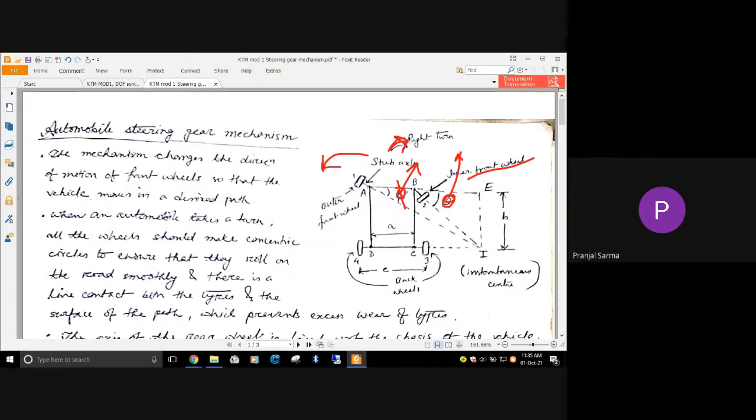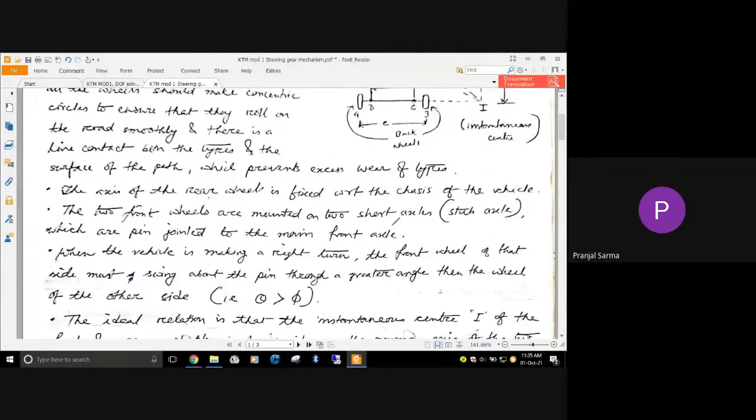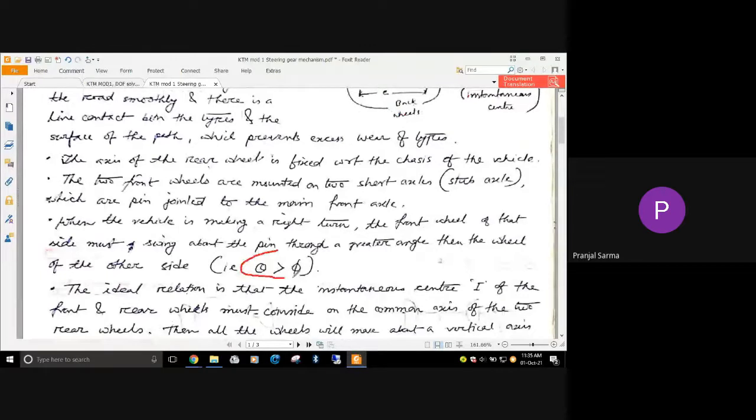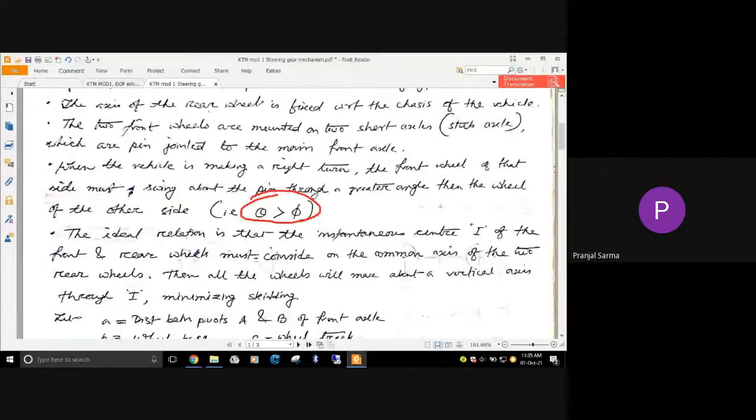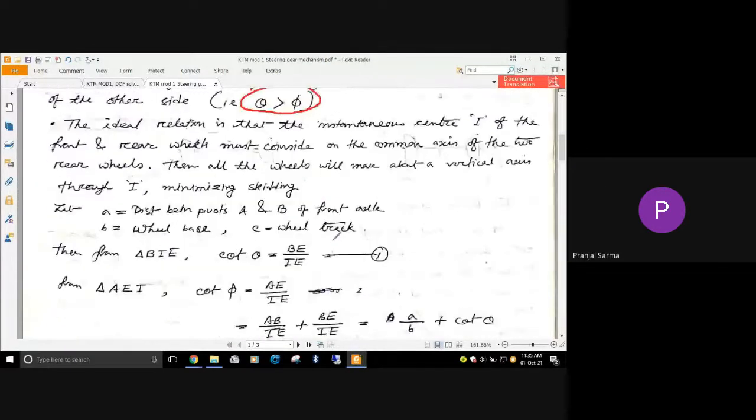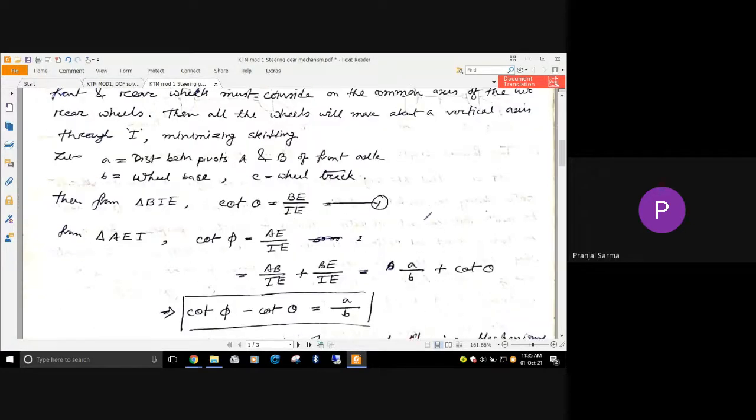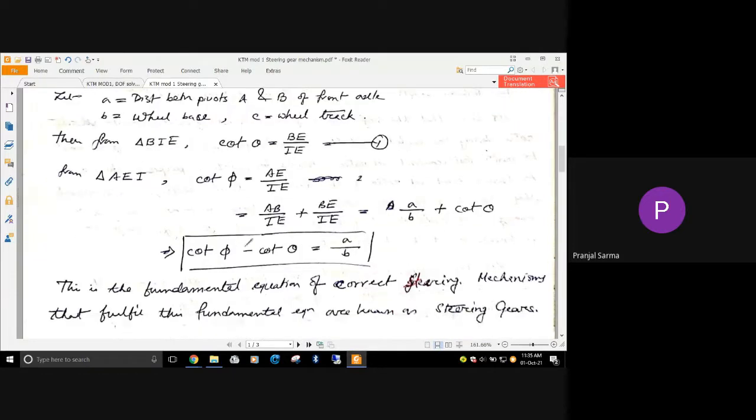Generally the inner wheel has to rotate by some more angle. We have already discussed this. We said there are basically two types of steering gear, the Davis steering gear and the Ackerman steering gear that we are using. Out of these two, which one was better, Davis or Ackerman?